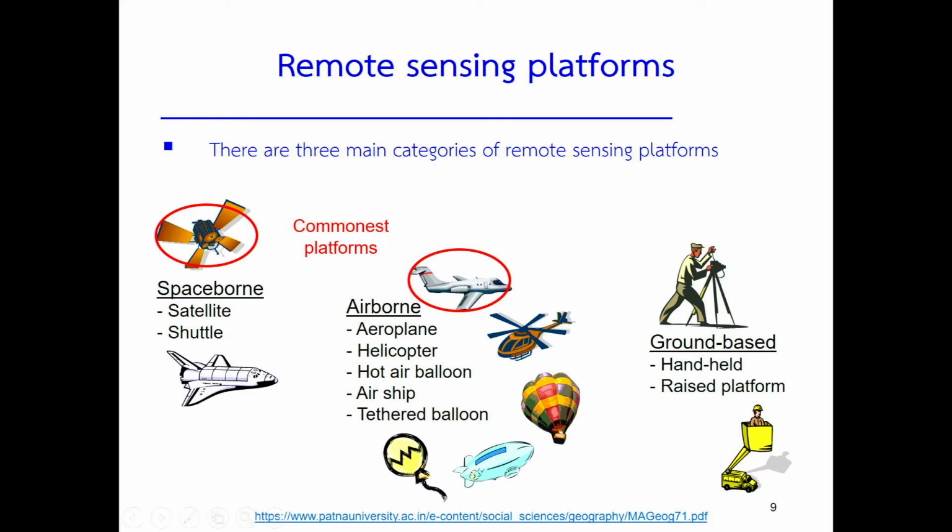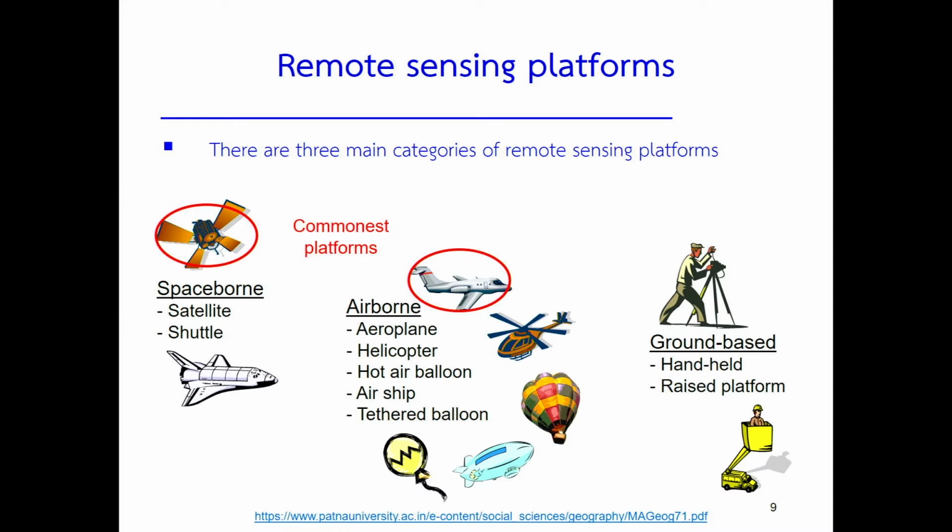And the second one is called airborne. What does airborne mean? Airborne is like a plane, helicopter, balloon, or airship, something like that. With airborne, you can see the platform with your eye, but with spaceborne, you cannot see it, right?